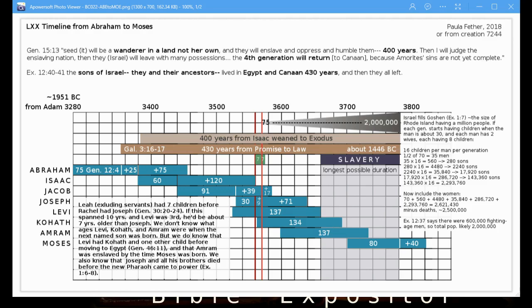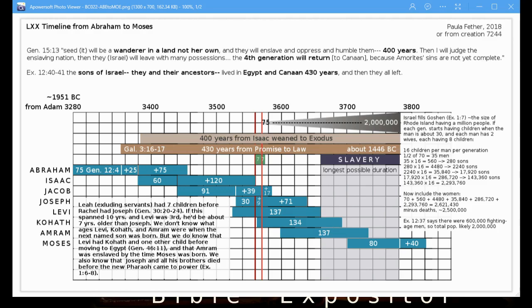Levi was the 3rd of those children, so he would be, by process of elimination, 7 years older than Joseph, or close to that. We don't know what ages Levi, Kohath, and Amram were. Those were the descendants of Levi. We don't know their ages when the next son was born, as we have there for Abraham, who was 100 when Isaac was born, and Isaac was 60 when Jacob was born. We don't have that for this line of Levi.